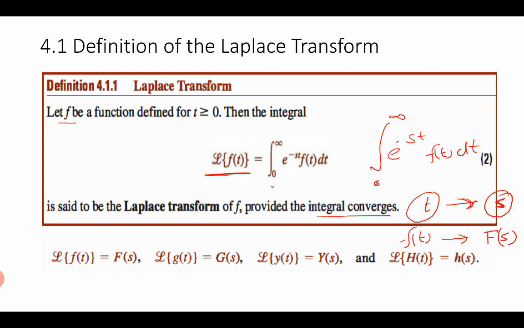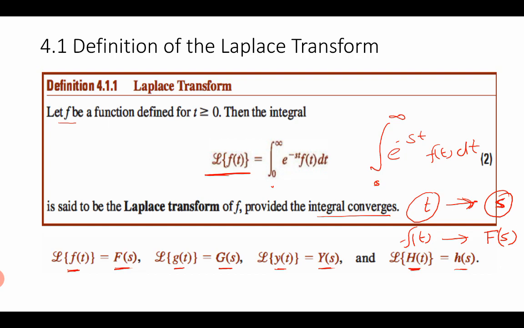Different notations have been given. If it is f of t, it will be capital F of s. If it is g of t, then the Laplace transform will be capital G of s. If it is y of t, the Laplace transform will be capital Y of s. If capital H of t is considered here, then it will be small h of s. That's it. Some different notations of the transforms have been given here.